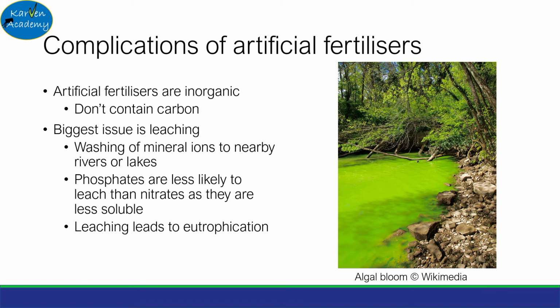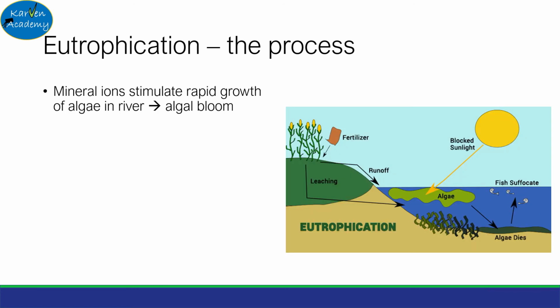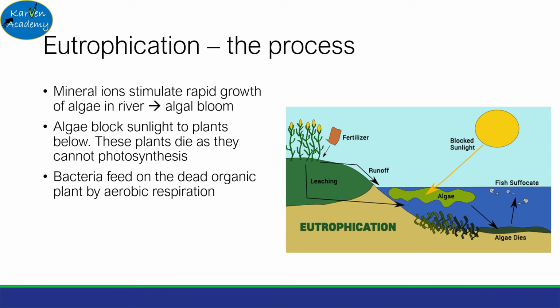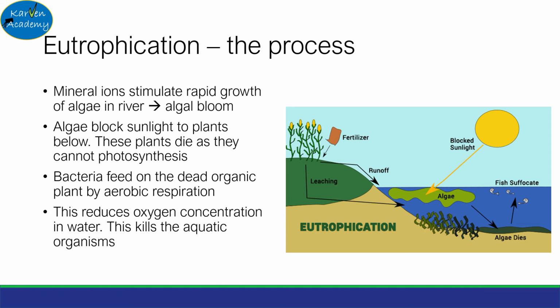This image shows an algal bloom, which we'll look at next. So, in eutrophication, the mineral ions lead to an algal bloom. This blocks the sunlight to the plants below, causing them to die as they can't photosynthesize. Then, the bacteria in the water feed on the dead organic plant matter by aerobic respiration. This process uses up oxygen in the water, which leads to the death of aquatic organisms like fish.